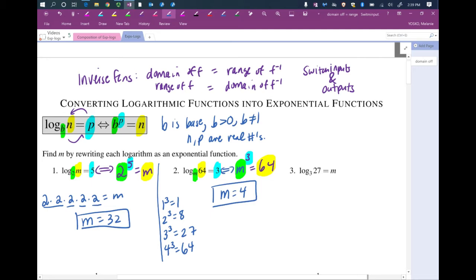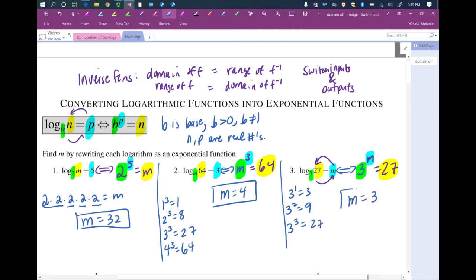Let's do another one. Log base 3 of 27 equals m can be rewritten as an exponential. The base is 3. Remember, we're jumping across to get the power, and this is going to be the answer. So the power of this exponential is m. And the output is 27 because that was the input of the logarithm. So 3 to what power is 27? Well, 3 to the 1 is 3. 3 to the 2 is 3 times 3 is 9. 3 to the 3 is 9 times 3. Yep, we get 27. So m is 3.